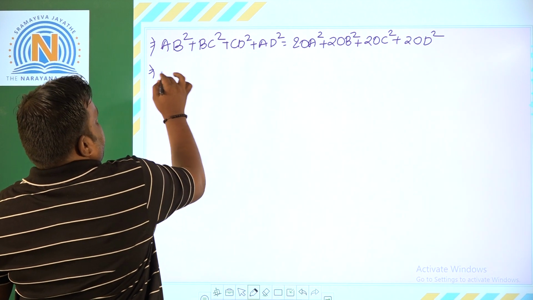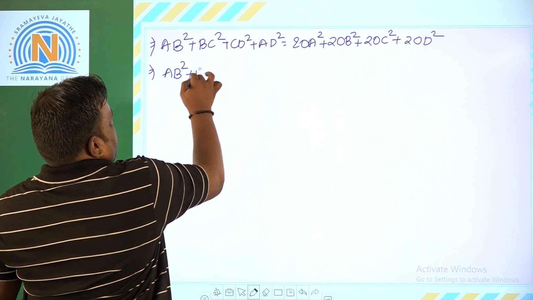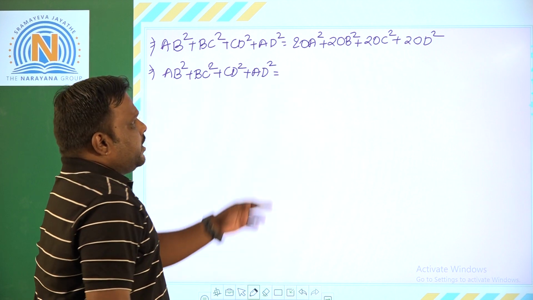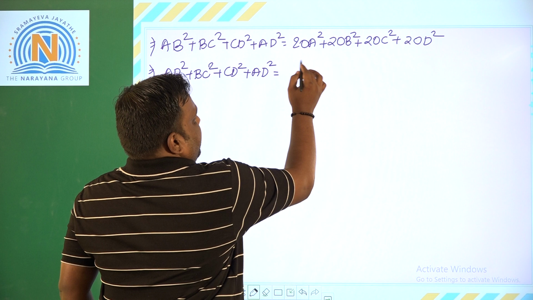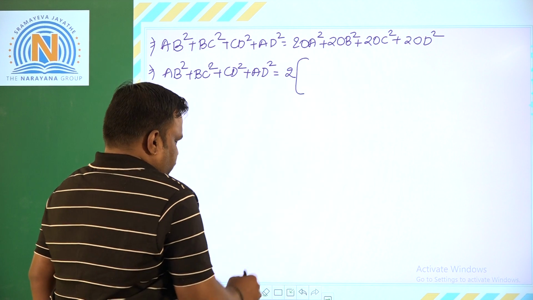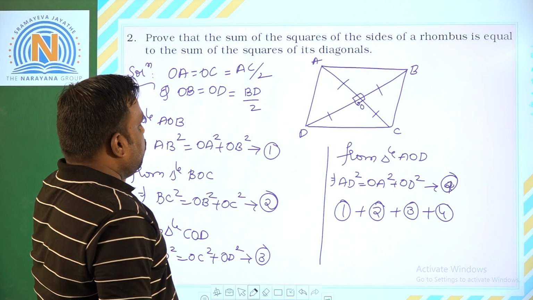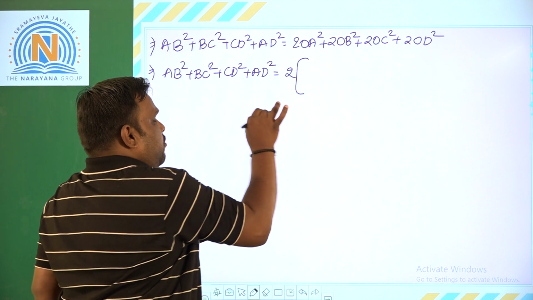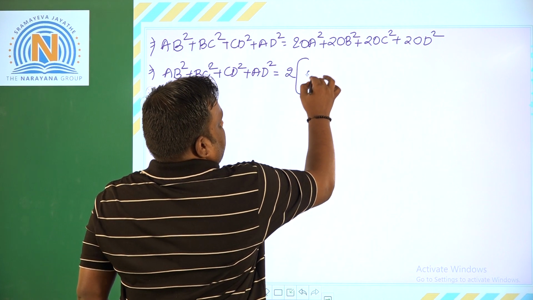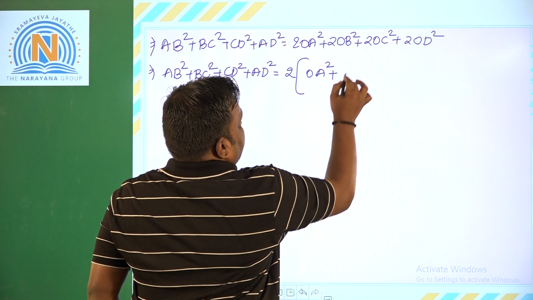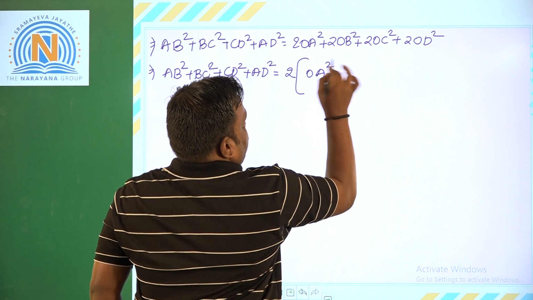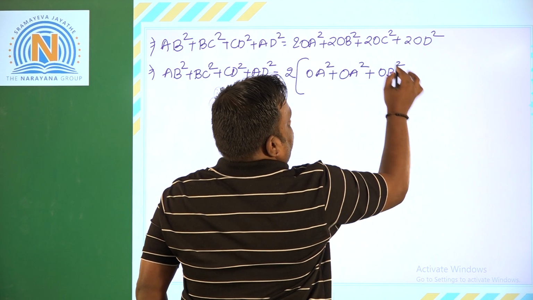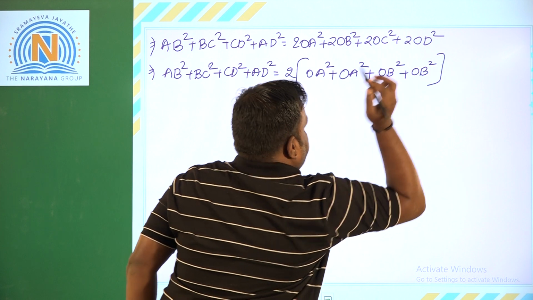Now the LHS I will keep the same, BC square plus CD square plus AD square is equal to, now I will take 2 common from here. Since we have written already that OA is equal to OC, and OB is equal to OD, in the place of OC I will write OA only, so OA square plus OA square again, plus OB square, and in the place of OD again I will write OB square.